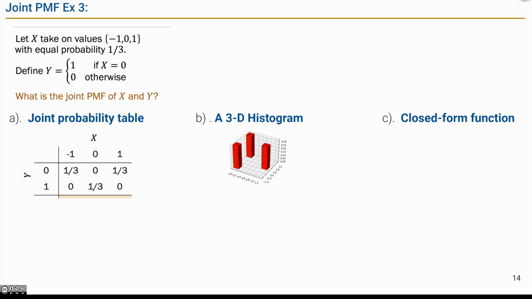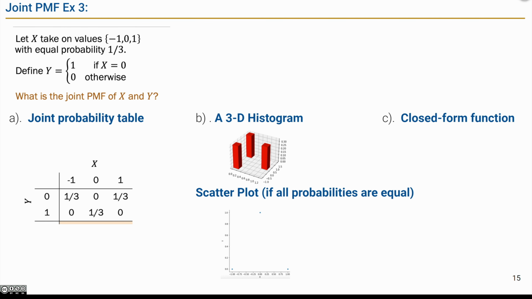So I draw my 3D histogram, and I can then think of this as a scatter plot if I'd prefer, because all three of these have the same probability. And then yes, I can also do a closed form function where I'm just saying the probability is 1/3, and those are the only three possible combinations.